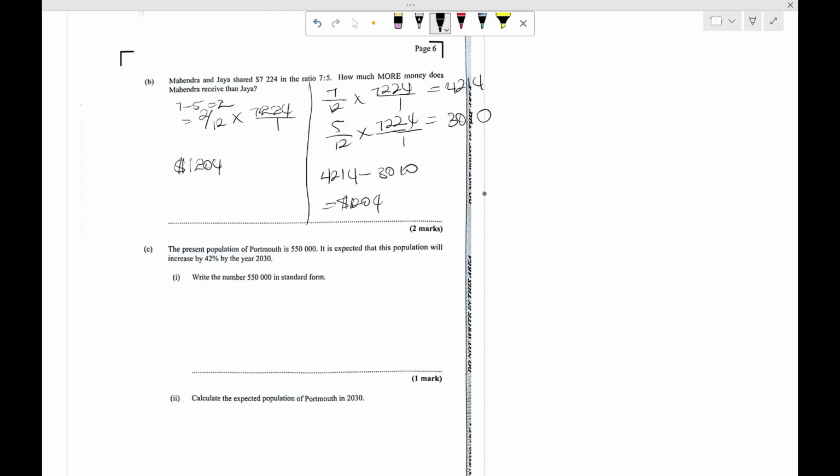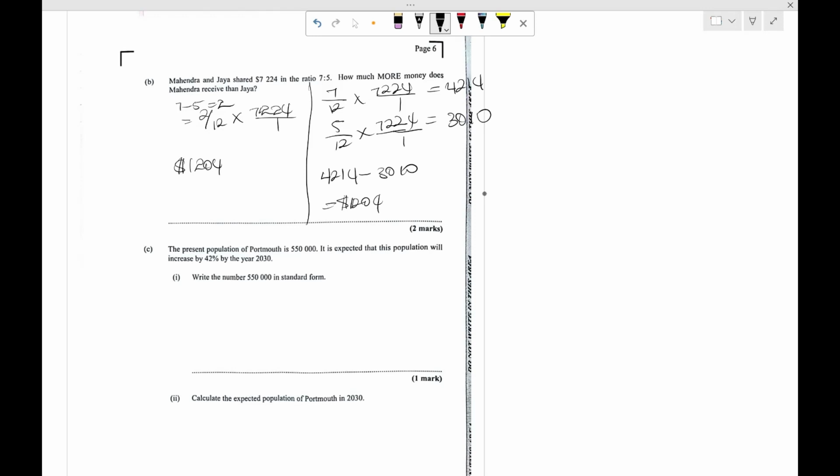The present population of Portsmouth is 550,000. It's expected that the population will increase by 42% by the year 2030. They want to write this in standard form, right? So to write in standard form, we move the decimal point to have one integer in front of it, and then we multiply by a power of 10, right?